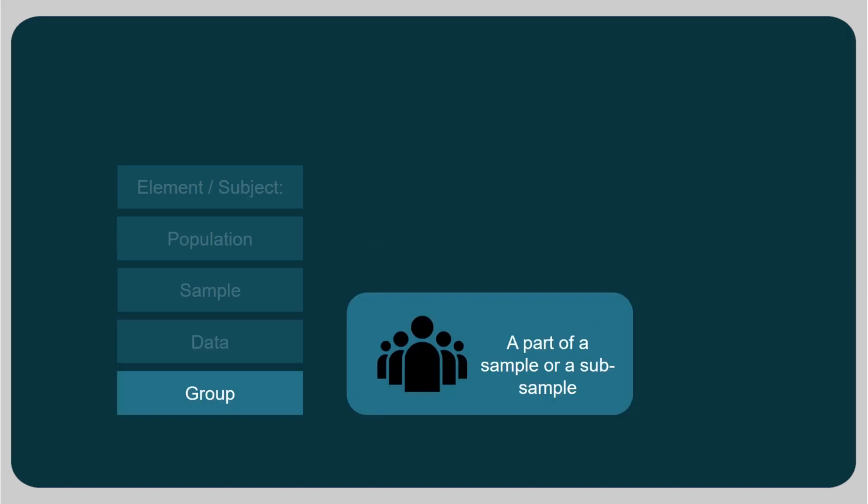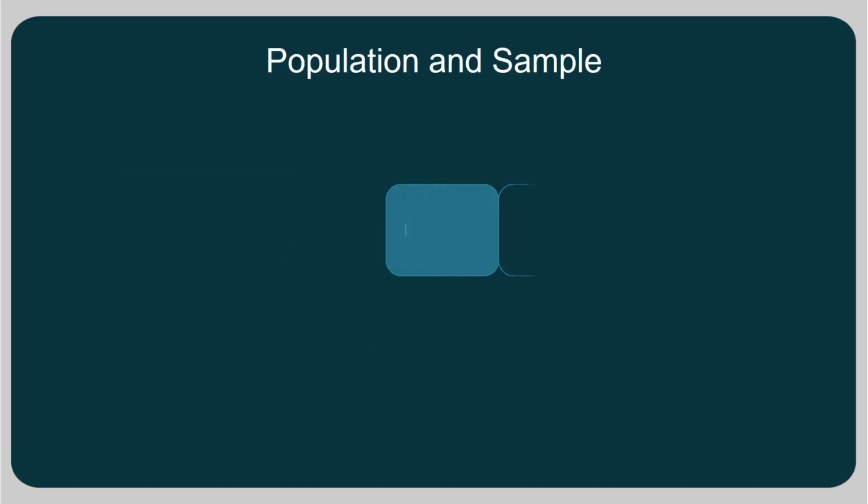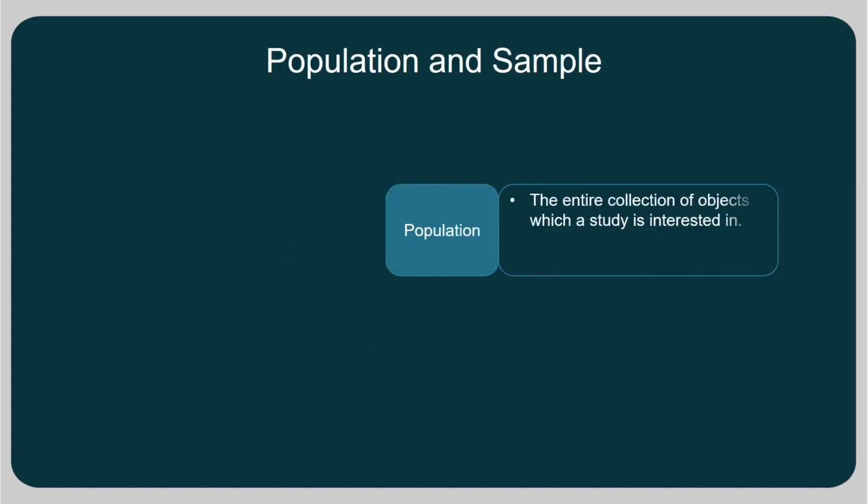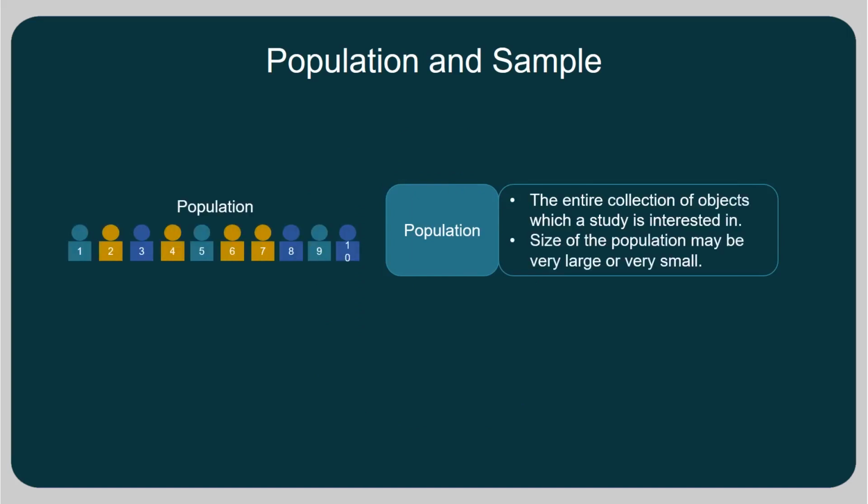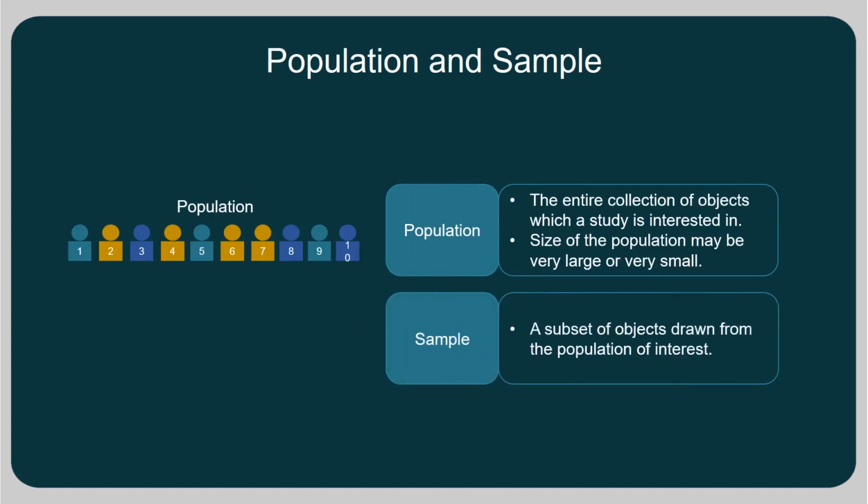Another important terminology is group. Group is a part of a sample or a subsample. Population is the entire collection of objects which a study is interested in. The size of the population may be very large or very small. Sample is a subset of objects drawn from the population of interest.